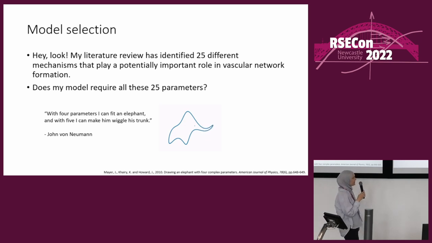And then I've just put in the famous quote from von Neumann. With four parameters, I can fit an elephant, and with five, I can make him wiggle his trunk. And someone actually proved the point in 2010. They published a paper based on this principle, and the trunk is moving very slowly, if you can see it. It's just a warning that if you want to model something, you almost nearly can, but if you're including way too many parameters, then it's not a useful model because it's not telling you what processes are important, and you probably won't ever have enough data to parameterize it properly, and then you'll have other issues with it, like identifiability.